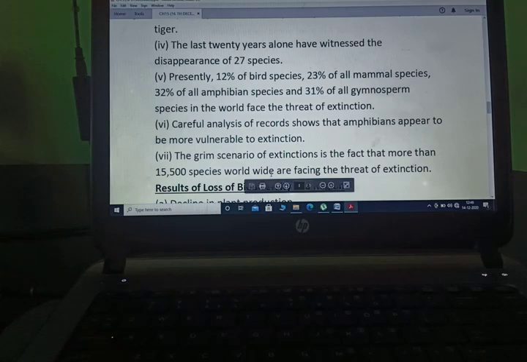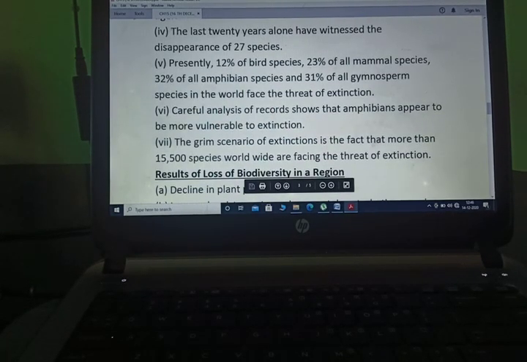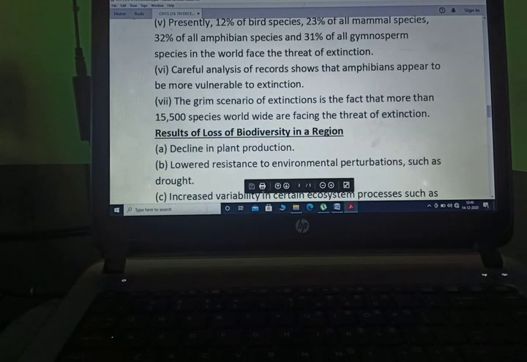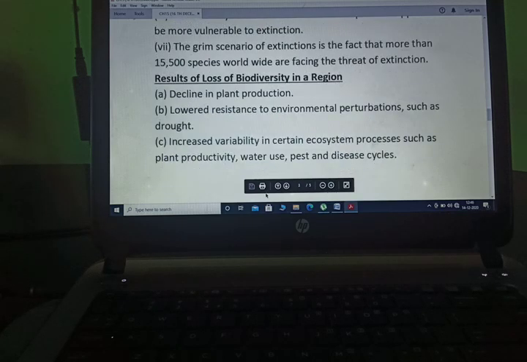Presently, 12% of bird species, 23% of mammal species, 32% of amphibian and 31% of gymnosperm species in the world are facing the threat of extinction. Careful analysis of records shows that amphibians appear to be more vulnerable to extinction. The grim scenario of extinction is the fact that more than 15,500 species worldwide are facing the threat of extinction.